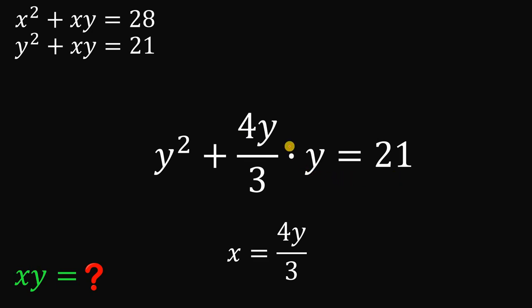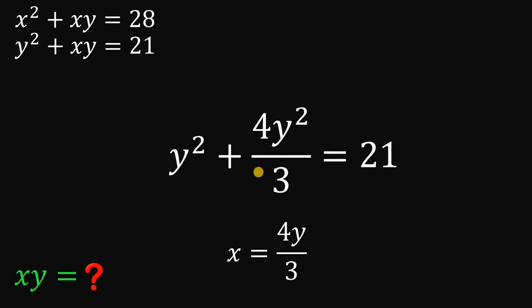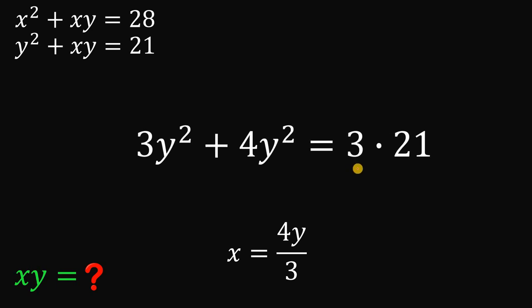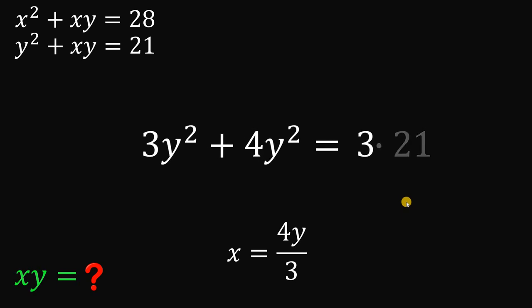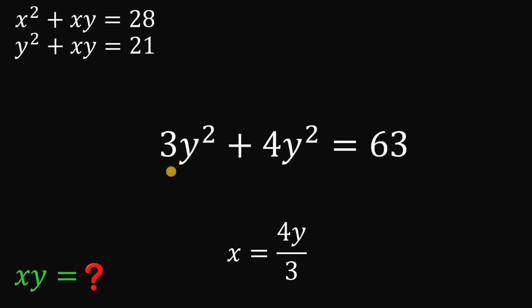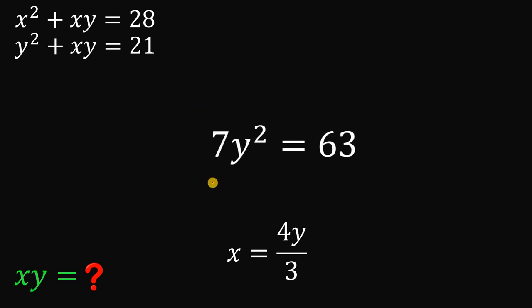Now, let's solve for the value of y. First, y times y will give us y squared. Next, let's eliminate this 3, so let's multiply all of these terms by 3. Let's multiply this by 3, this one by 3, and the last term by 3. Now, 3 times 21 is just 63. And then let's combine 3y squared and 4y squared. So 4 plus 3 will give us 7, so this is just 7y squared.